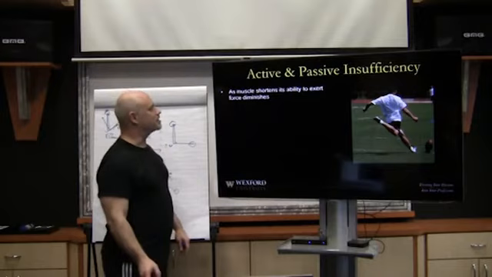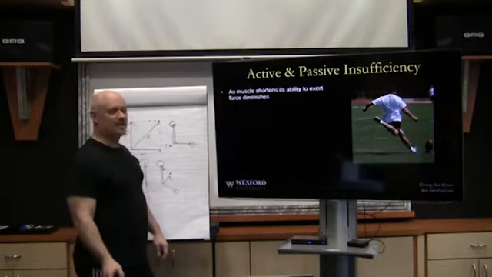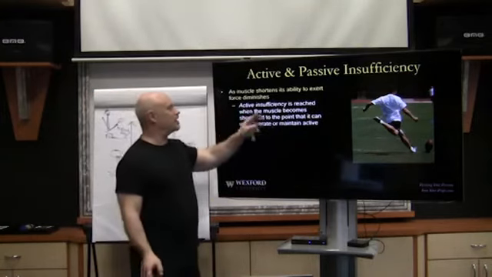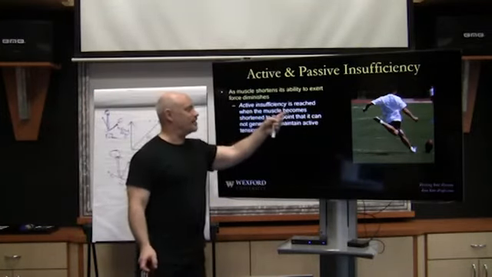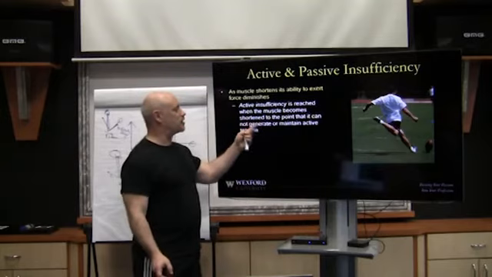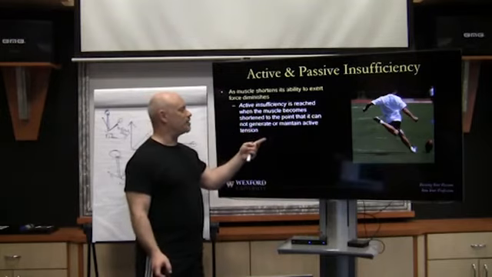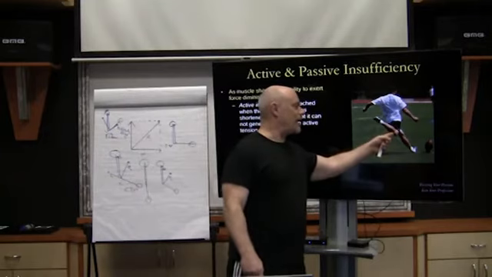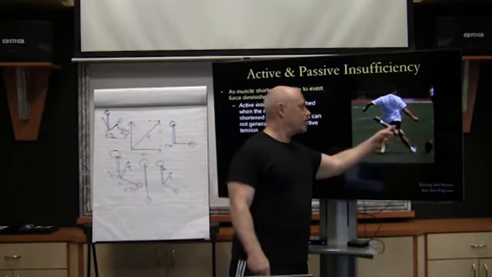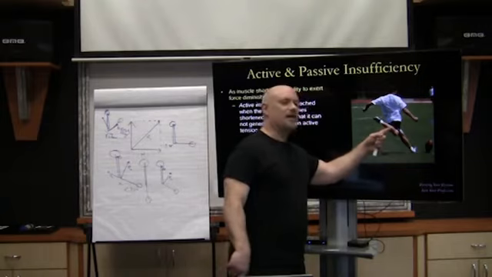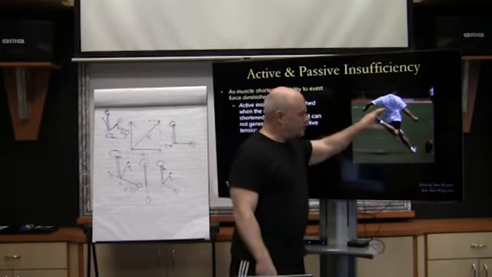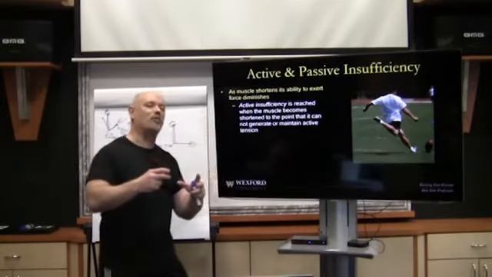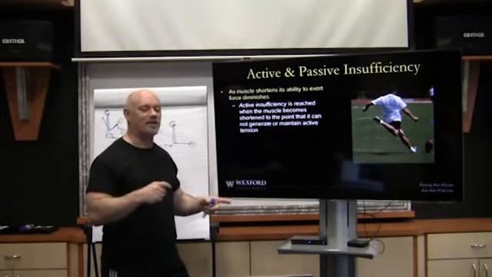We just talked about this, active and passive insufficiency. As the muscle shortens, its ability to exert force diminishes. Active insufficiency is reached when the muscle becomes shortened to the point that it cannot generate or maintain active tension. In this case, he's coming back, the hamstring, which does hip extension and knee flexion, is contracting on both sides, so it's actively insufficient. It can't really go through each joint's full range of motion.